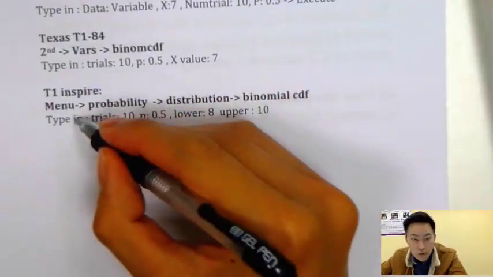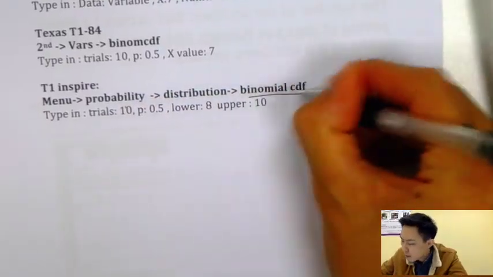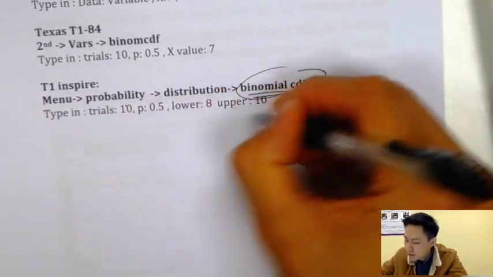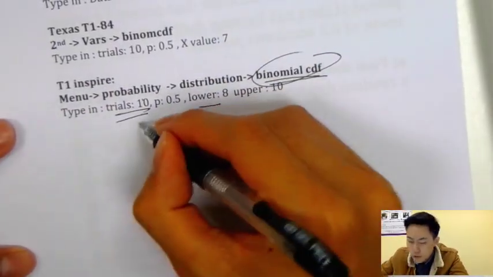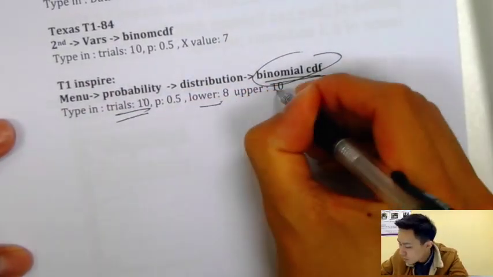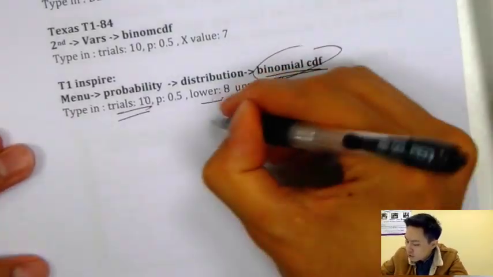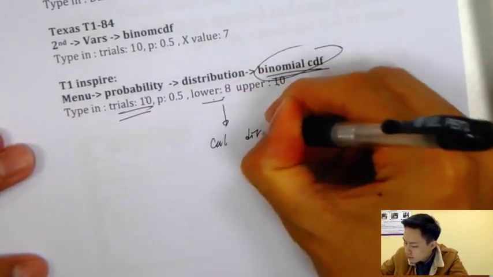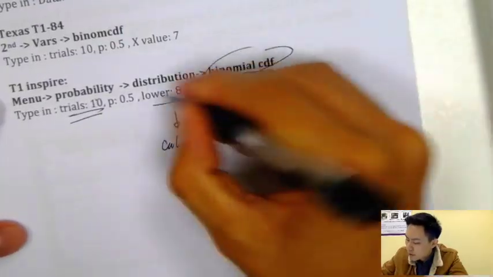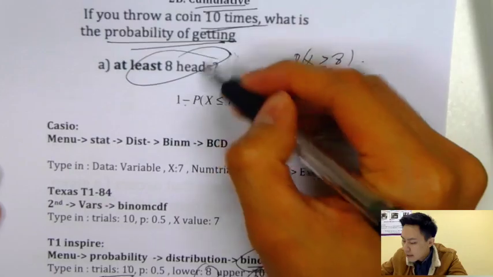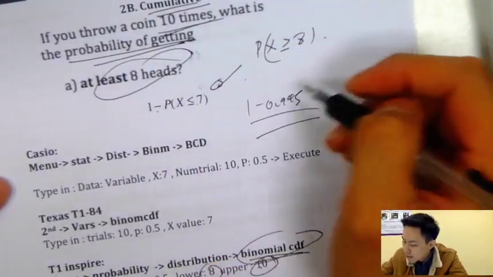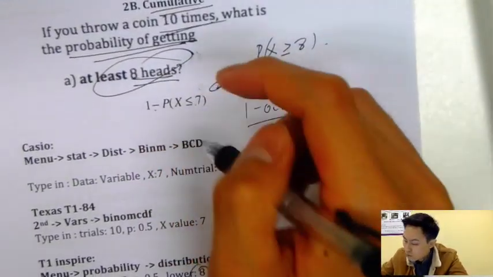And for the TI-Nspire, you go manual, probability distribution, and then binomial CDF, okay? For the TI-Nspire, it's a bit different, okay? You have the trials, P, and lower and upper. What does that mean? This one you can calculate directly, okay? You can just type in the lower value is 8, upper value is 10, okay? So it's from 8 to 10, at least 8, right? Because the question is asking for at least 8 heads. So the number of trials is 10, so it's 8 to 10, okay? So that's it. And the next page.